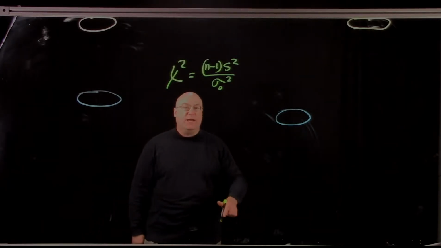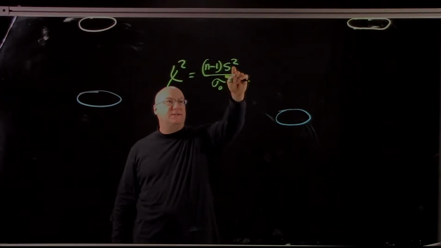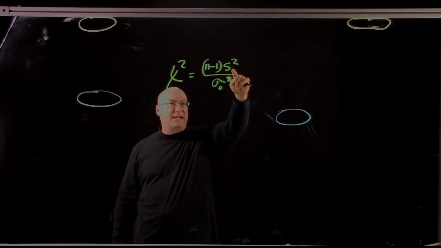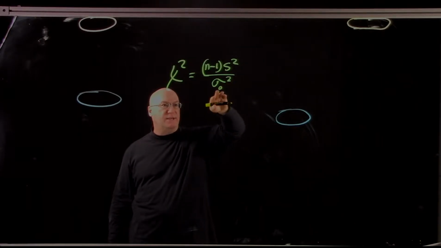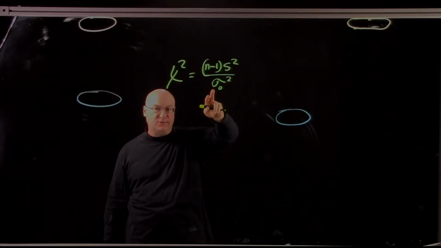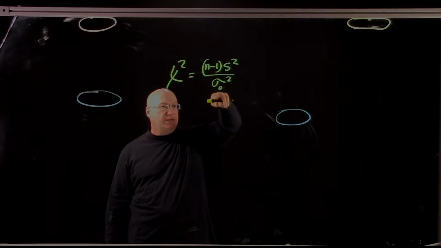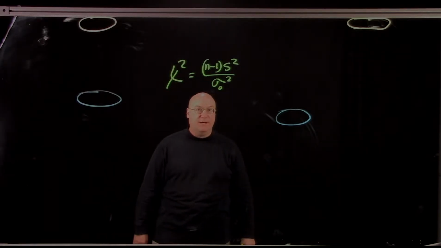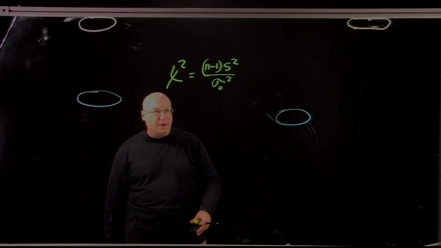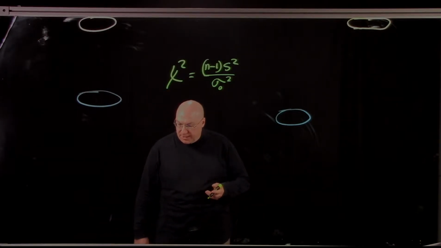Okay. So n is our sample size. S is our sample standard deviation. So s squared is the sample variance, and sigma naught, I just said, is the standard deviation under the assumption that the null hypothesis is true. Sigma naught squared, then, of course, is the variance under the assumption that the null hypothesis is true.